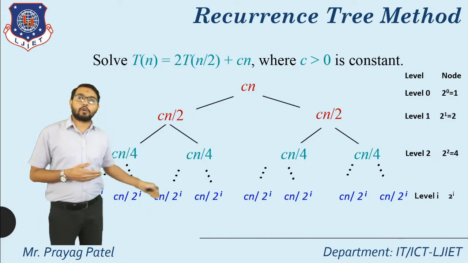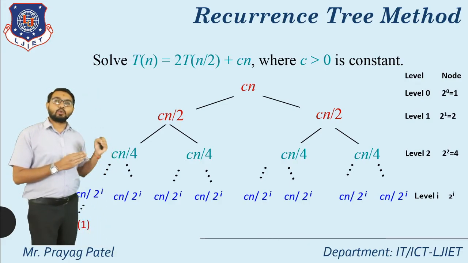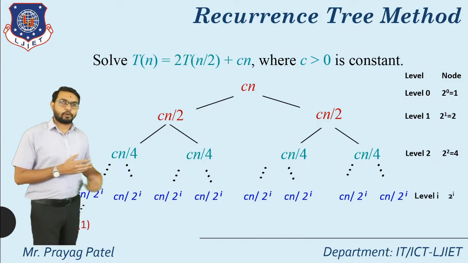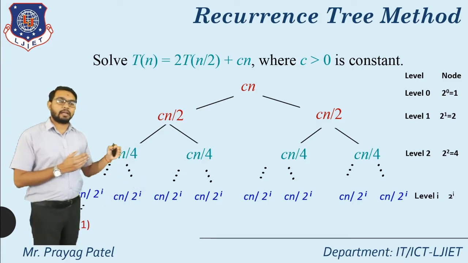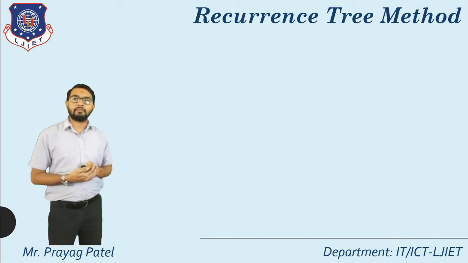Now what is the cost for the i-th level? For the i-th level, the cost is c·n/2^i for each node, and the last value is Θ(1).